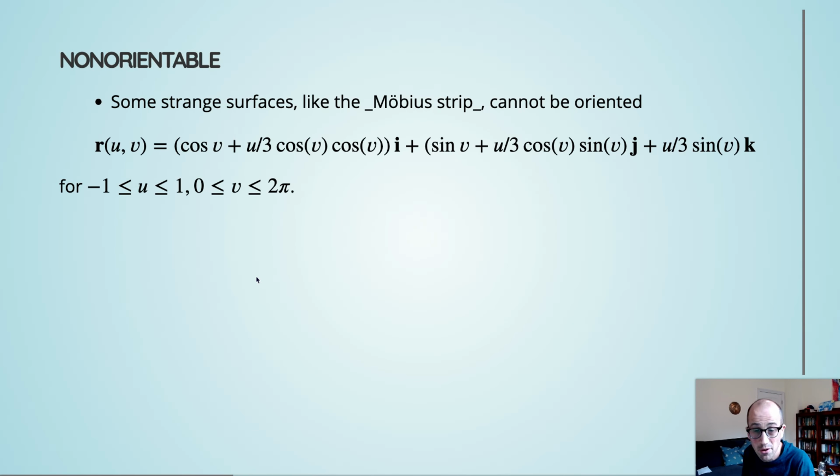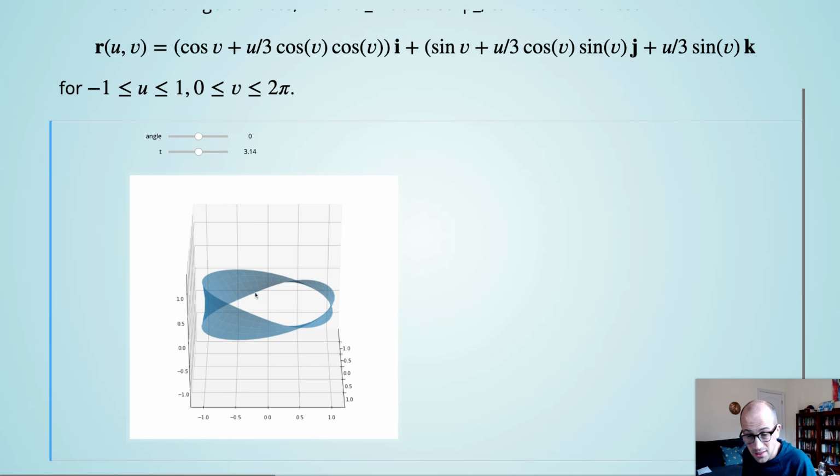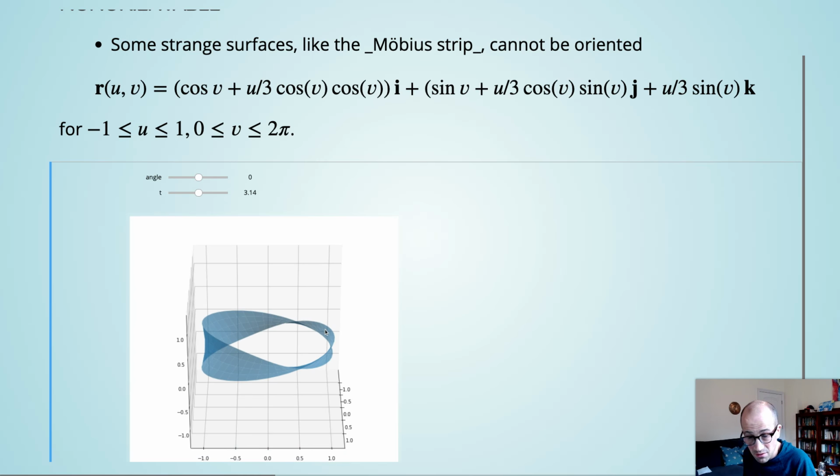Although it is important to recognize there are some strange surfaces out there. One you probably have heard of is the Mobius strip. Here's its parameterization. It's a perfectly parameterizable surface. I can take this, I can compute its surface area, but here's what it looks like. You recall, it's a loop with a twist in it. And that twist means there is no outside versus inside.